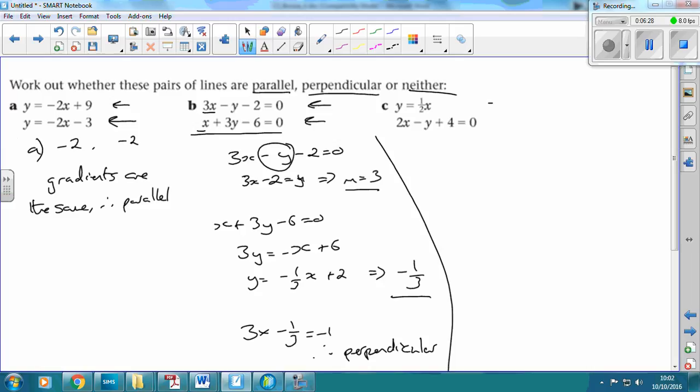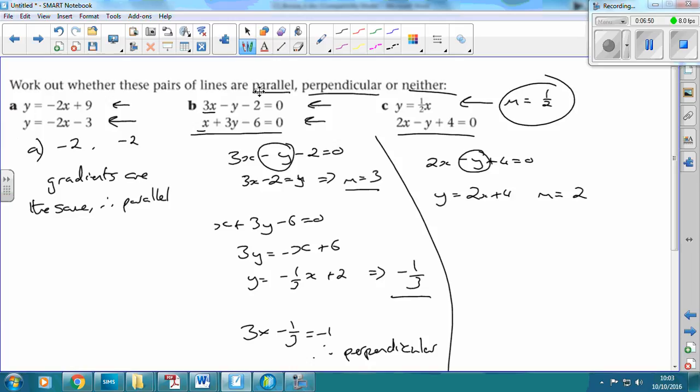Okay, so the next one, the gradient of this one is m equals 1/2. Let's do this one. So we've got 2x minus y plus 4 equals 0. Let's get this on the other side. So we'll have y equals 2x plus 4. So the gradient of this one is 2. Now notice that if you multiply the gradients together, 2 times 1/2 equals 1, but that doesn't equal minus 1. So therefore, neither.